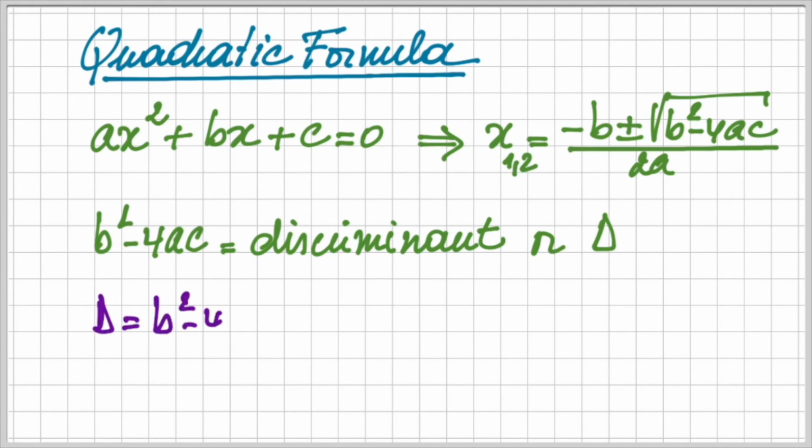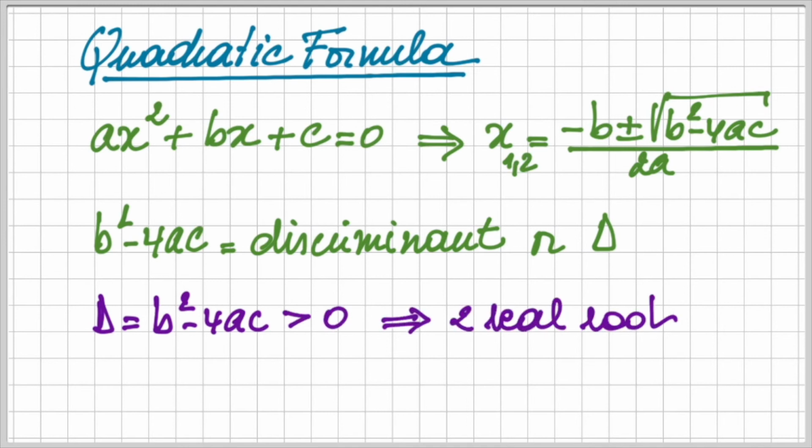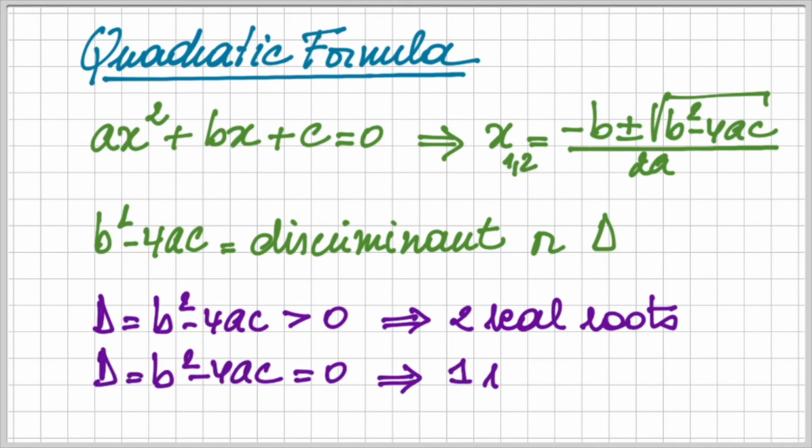Now when we look at the discriminant, b squared minus 4ac, we have three cases. The first case is that the discriminant is greater than 0, and then we have two roots. When the discriminant is equal to 0, we have one real root. This means that our quadratic equation is basically a real square, a complete square.